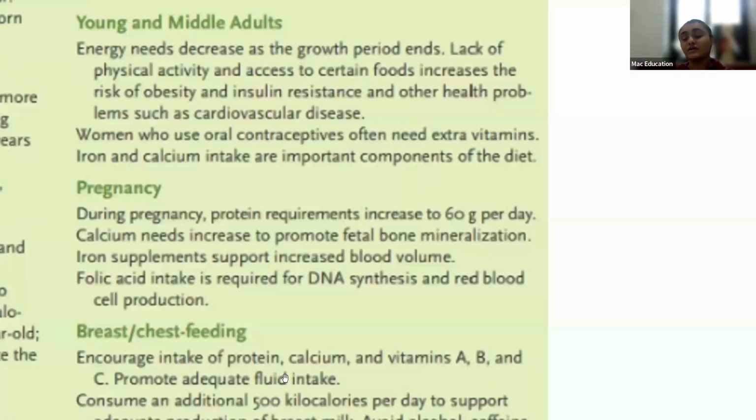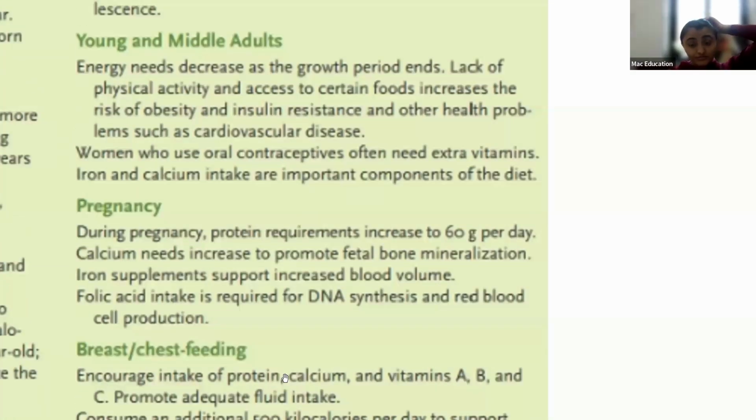Next is pregnancy period. During pregnancy, what we have to make sure is that protein requirement increases to 60 grams per day. It increases by 60 grams more than the normal protein intake during pregnancy. Why? Because during pregnancy the metabolism increases, so all the dietary requirements also increase.